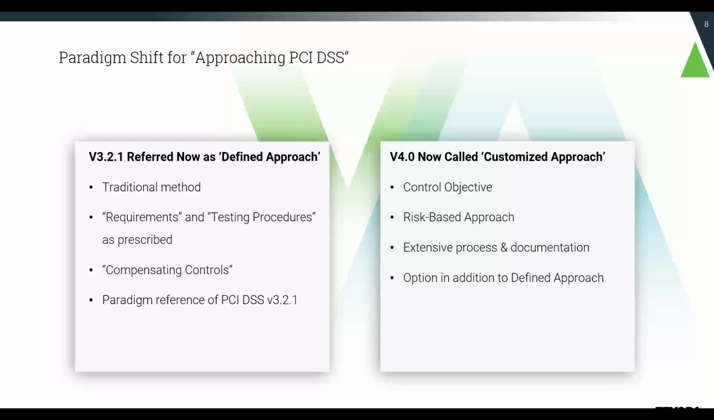So you don't have to choose one or the other. Generally, what we would expect is most organizations will follow most requirements using the defined approach. There may be compensated controls here and there, but for a select few controls that just don't make sense from a risk perspective, as prescribed by the DSS, organizations will choose certain customized controls to maintain.